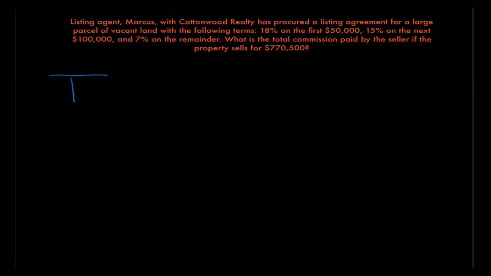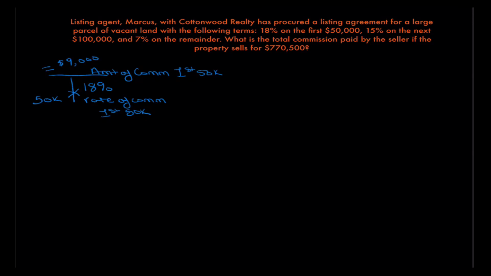And the easiest thing to place into a T-bar is the rate, and the first rate we get to is 18%. And I'm going to say that is a rate of commission on the first 50,000, which means up top we're writing amount of commission on the first 50,000. And of course we're going to base this off of 50,000. As you know, in a T-bar, we have the two bottom numbers, which tells us when we multiply, we'll have a total commission on that first 50,000 of $9,000. That's not the answer to the problem, so let's make another T-bar.